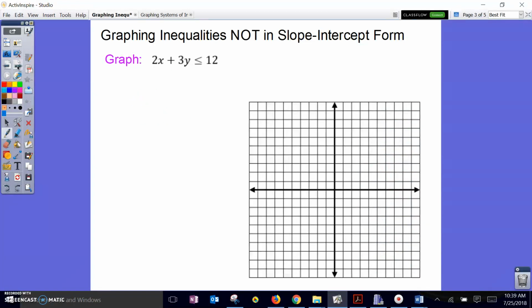Next one, we're going to graph 2x plus 3y is less than or equal to 12. And the first thing I'm going to do is convert it into slope-intercept form. So I'm going to subtract 2x from both sides because I want to get the y's by themselves. And then I'm going to divide both sides by 3. And when I divide both sides by 3, I've got to make sure I divide the negative 2x by 3. I also have to divide the 12 by 3. And now we have an inequality in slope-intercept form, and we can graph it just like we did in the last video. This is going to be a solid boundary because of the inequality sign.